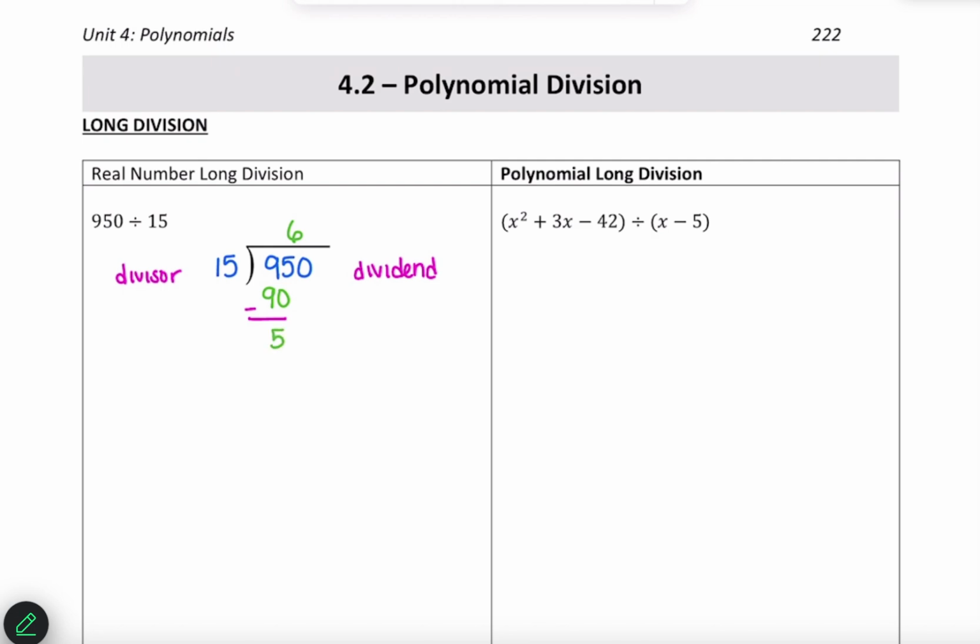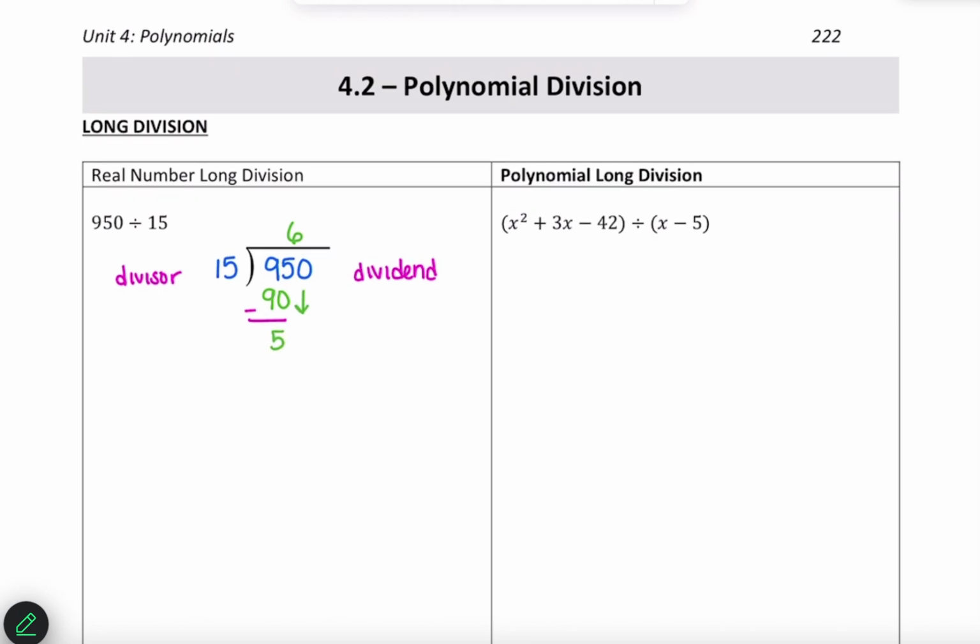Then 15 doesn't go into 5, so you bring down the next 0. Then you say, 15 goes into 50 how many times? You would say 3. 15 times 3 is 45. Then you would subtract again, and again you would get a remainder of 5. Then there's nothing else to bring down anymore. So the next question is, what do I do with that remainder?